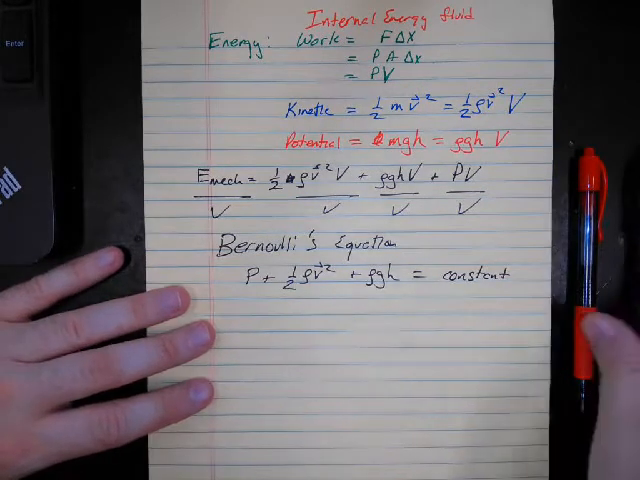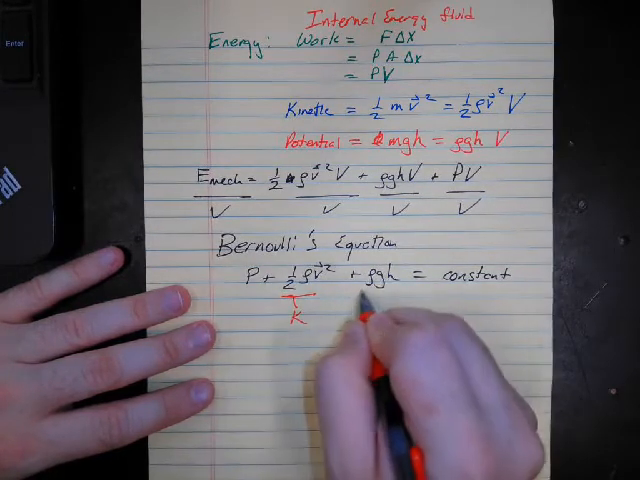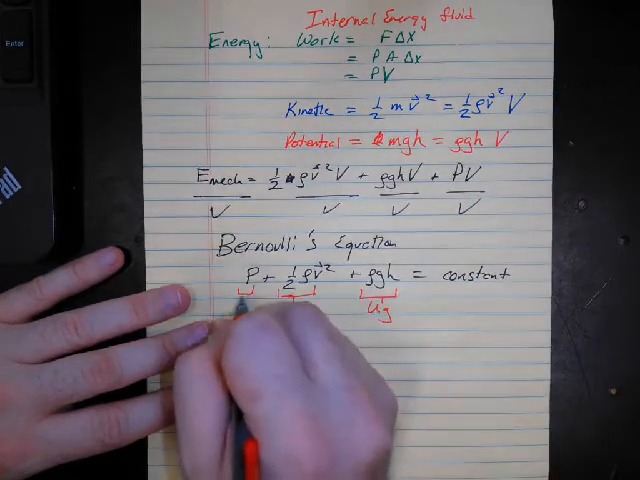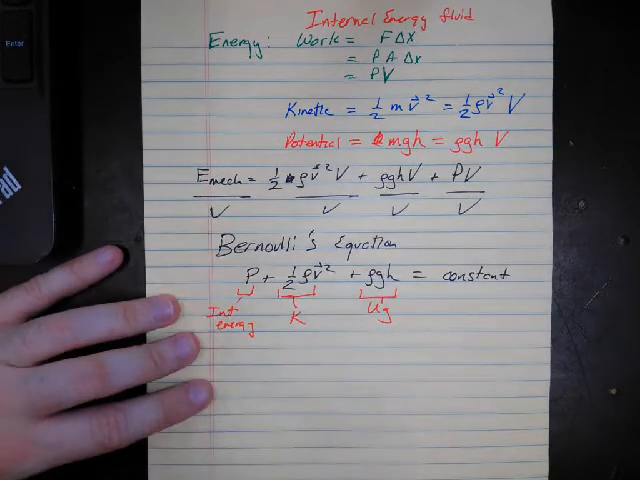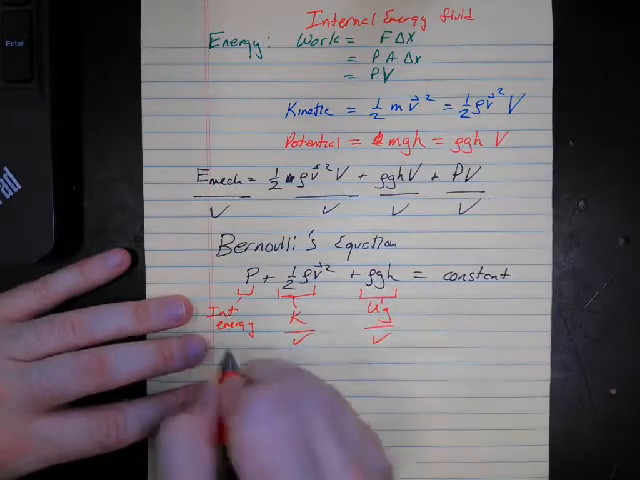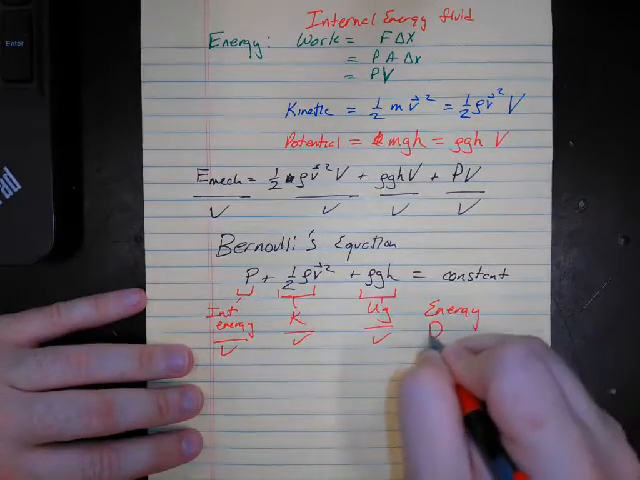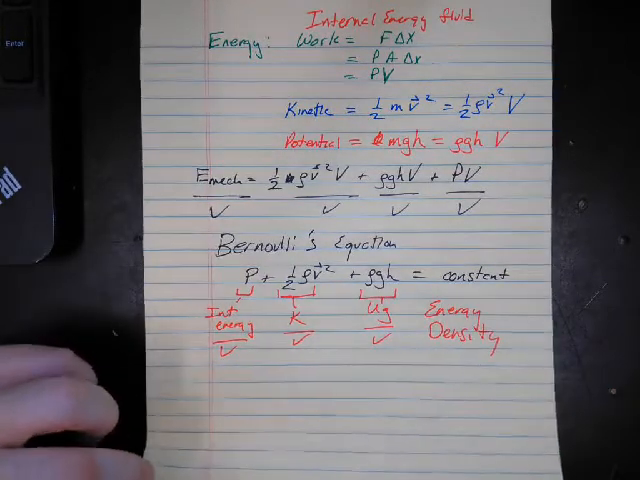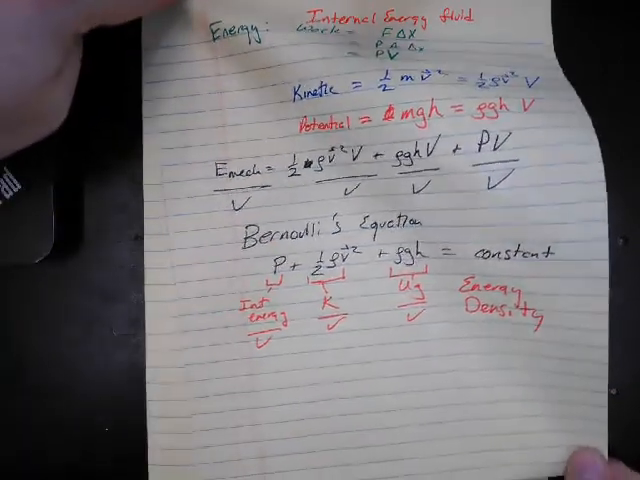So what we're doing is we're identifying this is the kinetic energy, this is the gravitational energy, and this is the internal energy per unit volume. So these are energy densities. And so if the energy is conserved, so is the energy density. Now let's talk about how to deal with that in a problem.